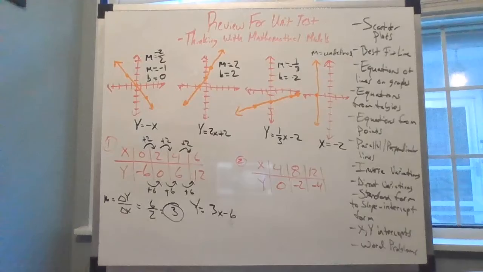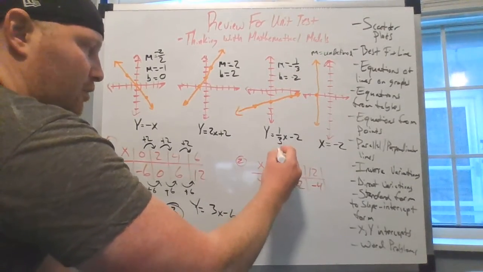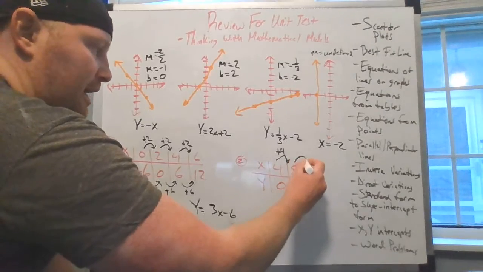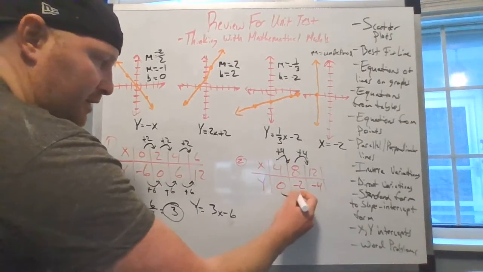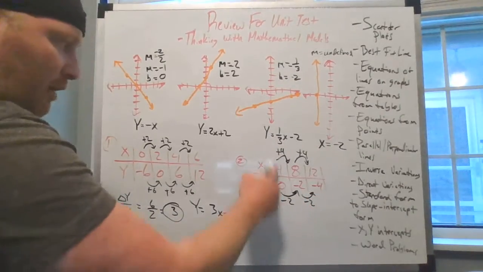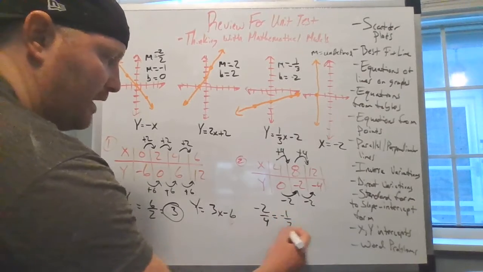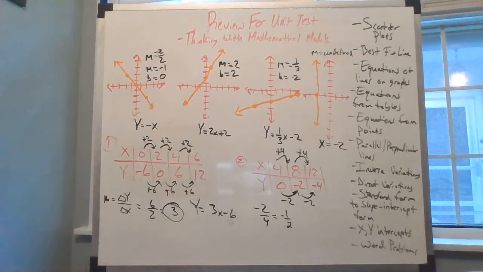Good teaching, Mr. Weber. Over here, same thing. We are checking our work. I go up by 4. I go up by 4. And down here, I go down by 2. Down by 2. And again, change in y over change in x. So negative 2 over 4 equals negative 1/2. It's always, always, always simplified, no matter what.